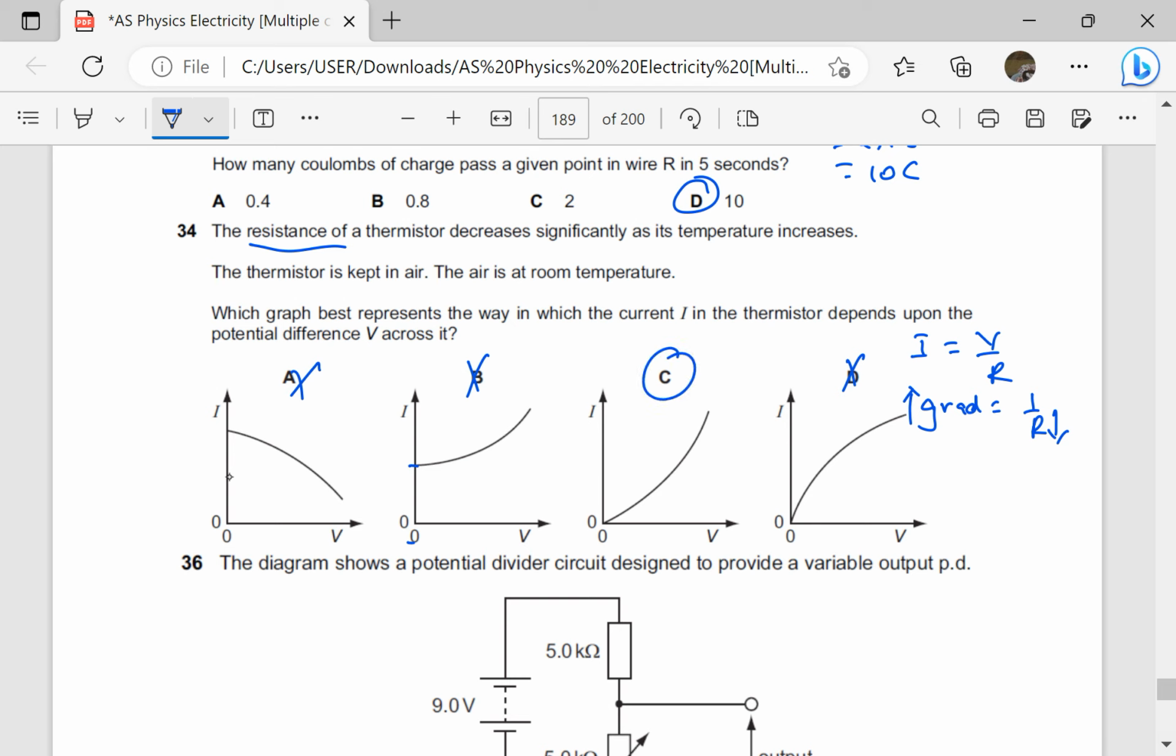There is no current when there is no potential difference in a thermistor. When there is no PD across the thermistor, then there will be no current. But then you see the gradient is increasing. That means the resistance is decreasing. So the answer is going to be C.